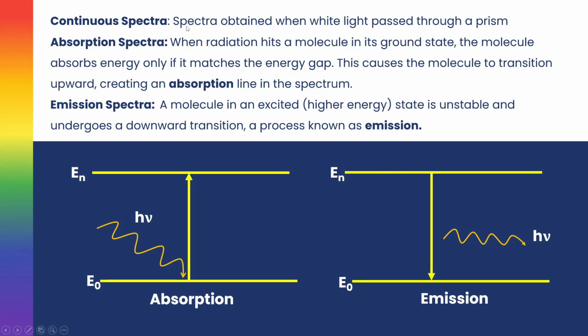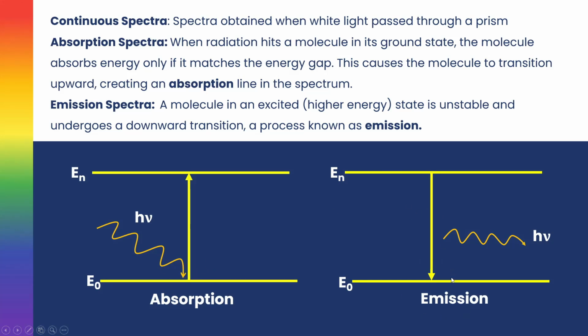Continuous spectra are obtained when white light is passed through a prism. Absorption spectra: when radiation hits the molecule in the ground state, the molecule absorbs energy only if it matches the energy band gap. This causes the molecule to transition upward. So the molecule transits from ground state to excited state. It creates an absorption line in the spectrum.